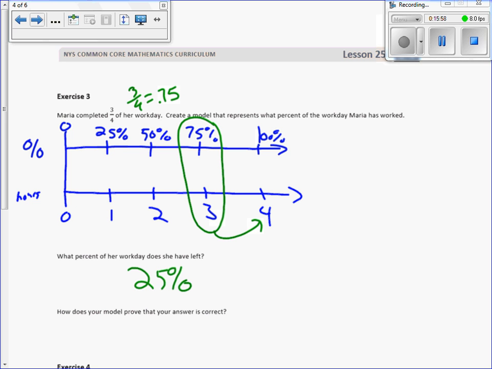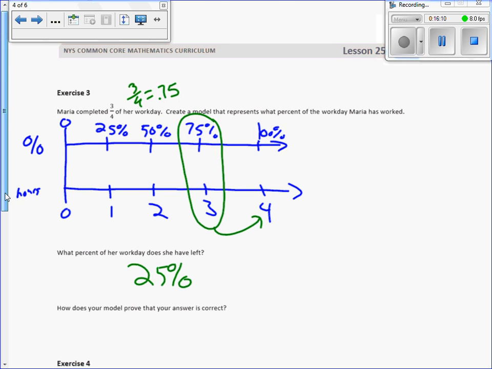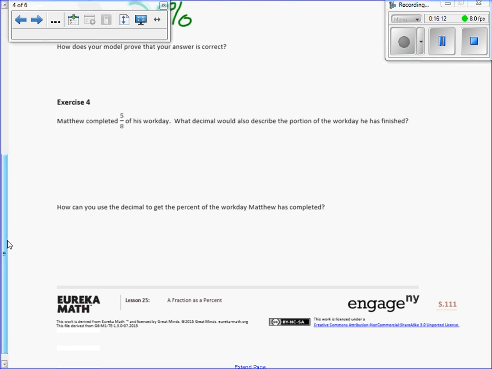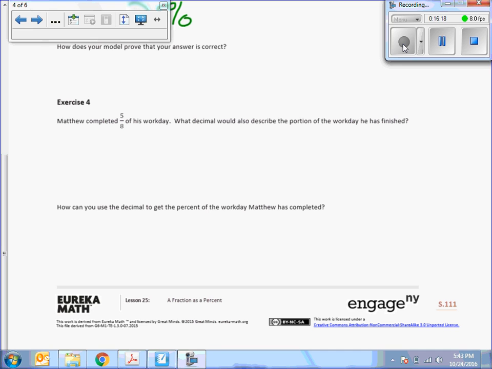How does your model prove that your answer is correct? The model shows that 3/4 is 75% and that 1/4 left is 25%. Okay. Exercise 4. Matthew completed 5/8 of his workday. And what decimal would also be describing the portion of the workday he has finished?